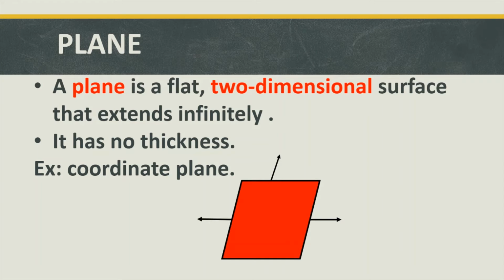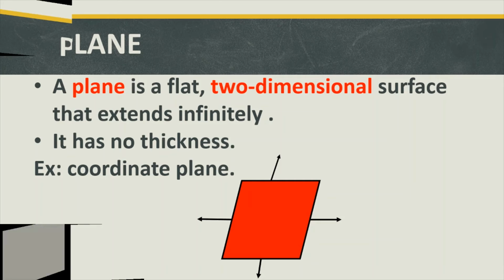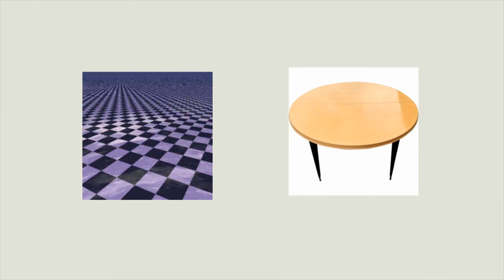This is an example of a plane, since it is two-dimensional and it extends forever in all directions. Here are some real-life examples. A floor is a great example. A tabletop is a flat surface that is two-dimensional. Let's draw a plane. Here is a flat surface that goes in all directions forever.